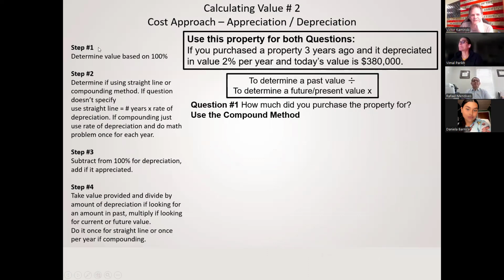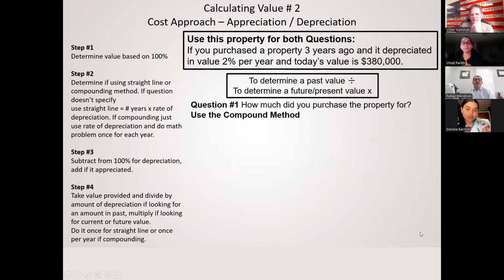I've got the instructions here on the side telling you what exactly to do. Now the question is, if you purchased a property 3 years ago and it depreciated in value 2% per year and today's value is $380,000, how much did you purchase the property for? Which method? It says use the compound method. So what's our first step?